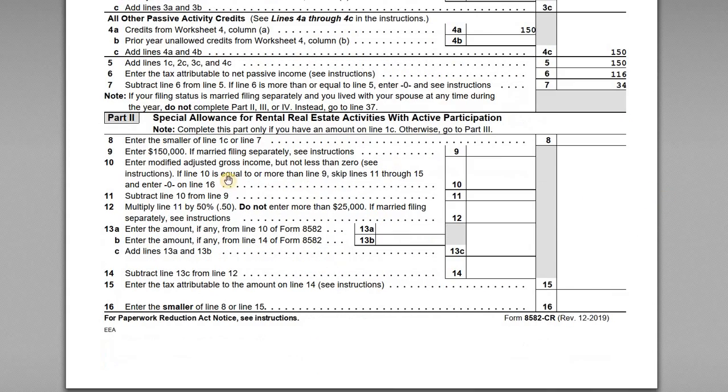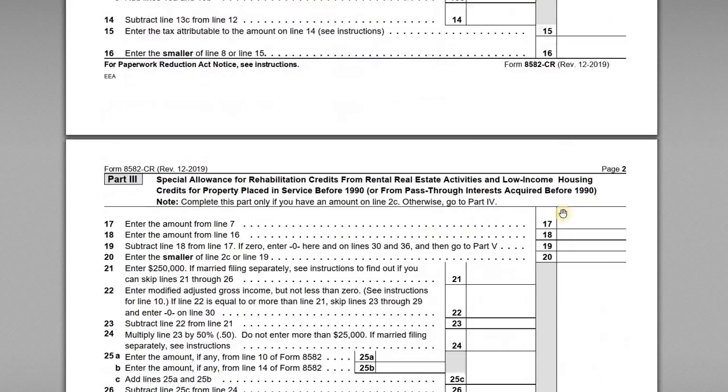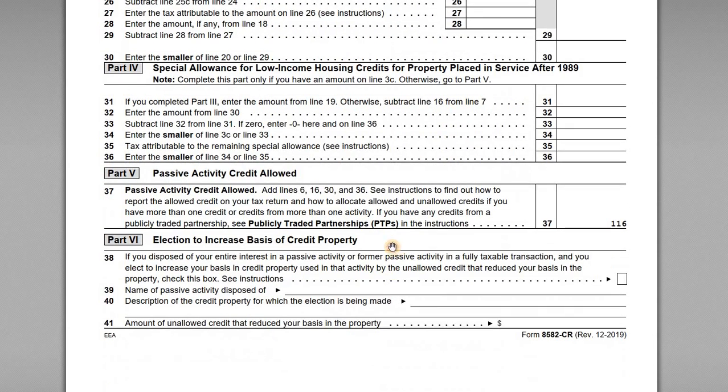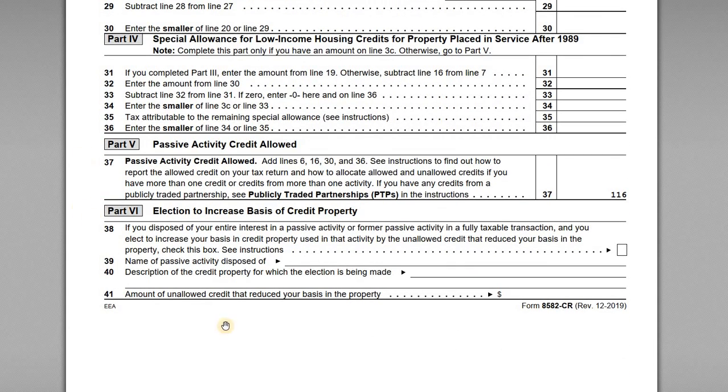So once we have those, we don't have any other parts to complete. So no special allowance for rental real estate. Part 3, we don't have anything there. No low-income housing credits. We're jumping down to Part 5 here. So passive activity credit allowed. We add up these lines, right? So line 6, which is what we did. 16, 30, and 36 are all blank for us. So we enter the total credit allowed, $116.